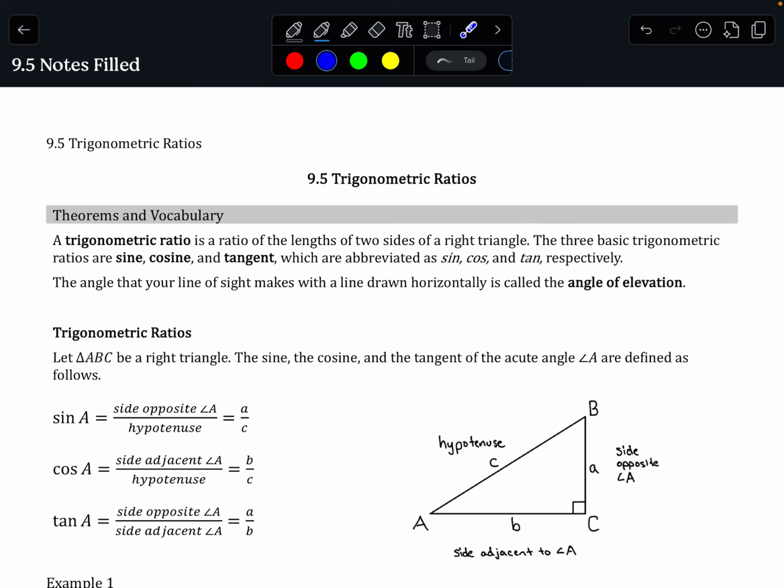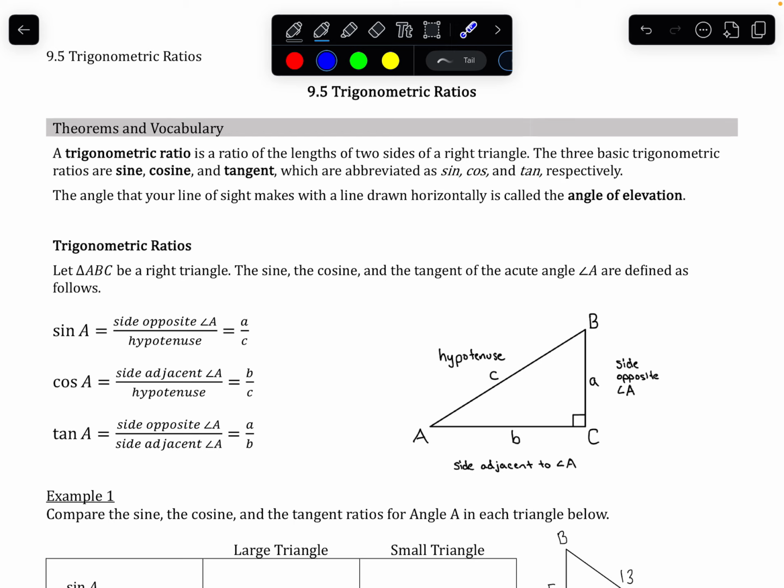We're going to be focusing on trig ratios. So a trig ratio is the ratio of lengths of two sides of a right triangle. The three basic trig ratios are sine, cosine, and tangent. We say sin, cos, tan. Those are the abbreviations. Another thing I would like to point out is the angle of elevation.